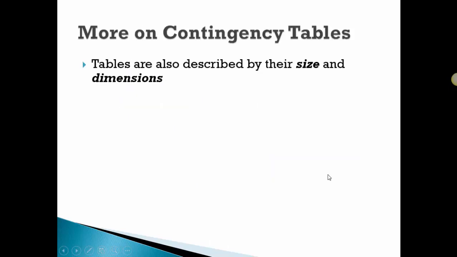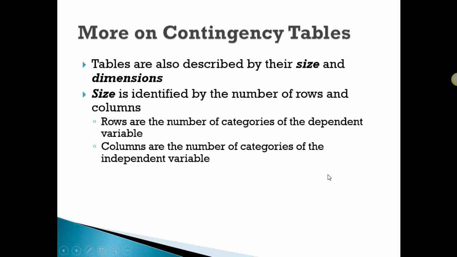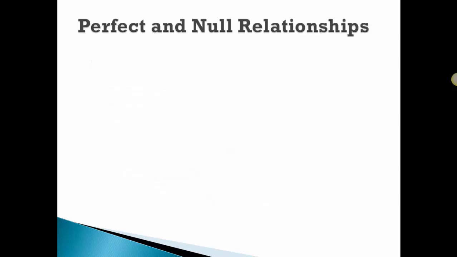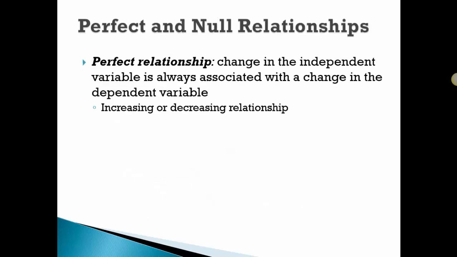Tables are also described by their size and their dimensions. So the size is identified as the number of rows and the number of columns. Remember, the rows are the categories of the dependent and the columns are the categories of the independent variable. And dimension is the number of variables whose joint distribution is displayed. A table showing the joint distribution of 2 would be two-dimensional. If there were 3 variables shown, it would be three-dimensional.